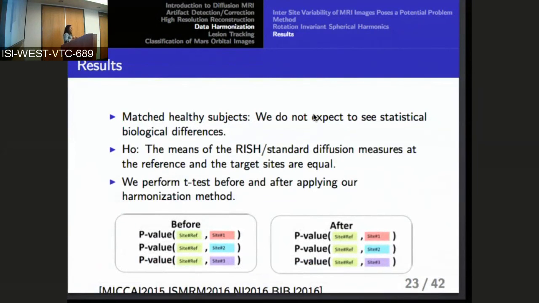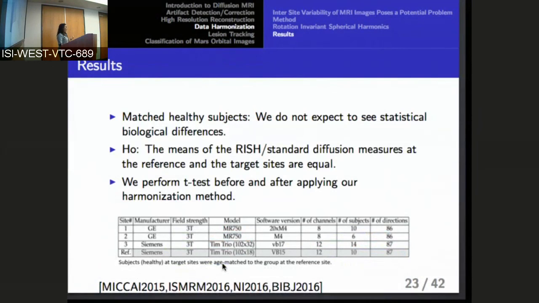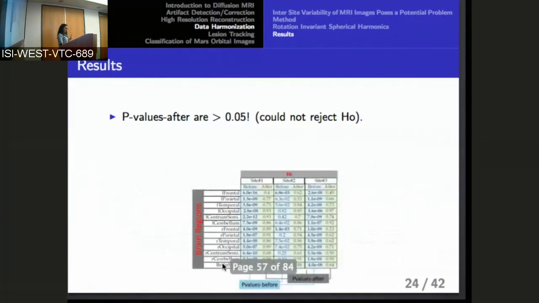So we have subjects in the reference site, which is shown in green. We have subjects in other target sites, which are shown in red, blue, purple. We compute those rotation invariant features, and we compute the p-value of our features between reference site and target site, before harmonization and after. This table shows how many subjects we had in our centers, and this table here shows the computed p-values.